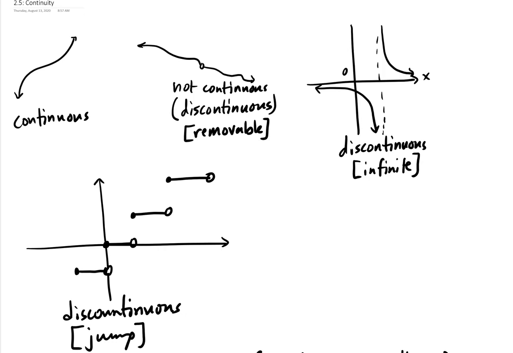Another way to say not continuous is discontinuous, because there's a hole there. Specifically, that's called a removable discontinuity. The last one on the right-hand side is discontinuous because it's specifically called an infinite discontinuity. At x equals, let's say, a, it's discontinuous there. That's called infinite discontinuity.